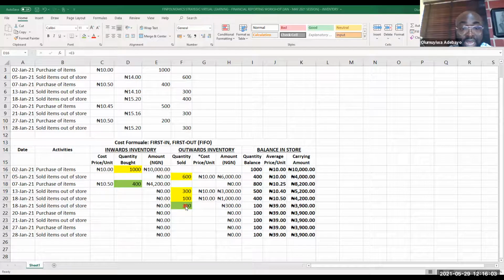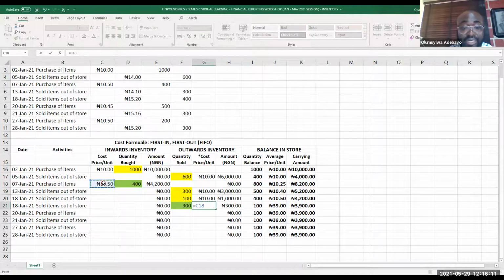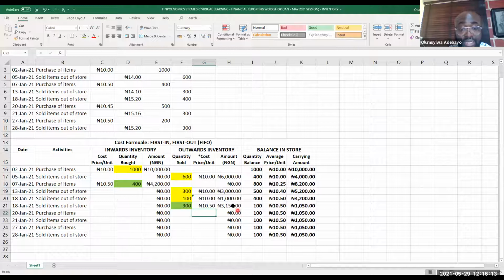Okay, now out of the 400, the 300 is sold from this batch of 400. And in that case, at what cost was it? It was at 10.50 kobo. And that gives me my cost, which reduces my inventory value, which means at the end of the day, you find out that the 100 left here is the difference between this 400 and 300 at the rate of 10.50 kobo, which is what it means.